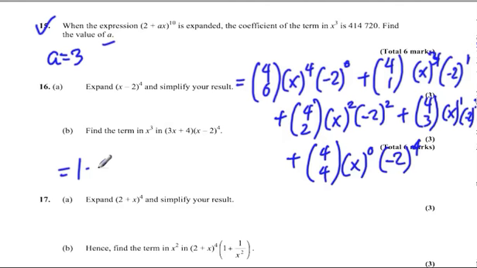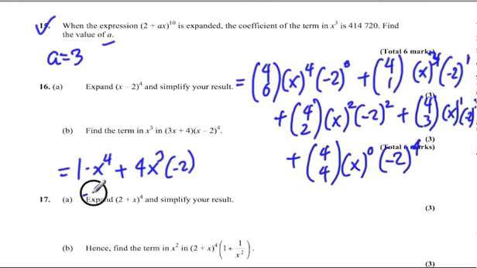Okay? So what that equals is this first term is 1. This is x to the power of 4. And then negative 2 to the power of 0 is also equal to 1. So I'm just going to leave it like that. The second term is going to be plus 4x cubed, and then this is negative 2 to the power of 1, so it's negative 2 right there.